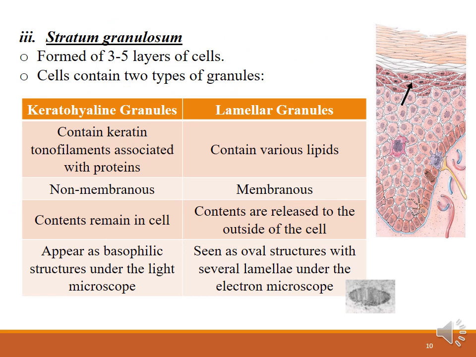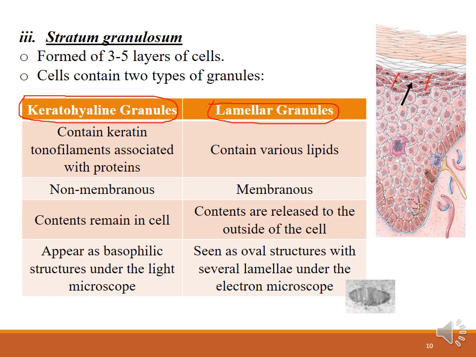Stratum granulosum, this layer here, is formed of a few layers, maybe 3 to 5 layers of cells, and from the name granulosum, these cells have granules, and they have two types of granules: keratohyalin granules and lamellar granules. The keratohyalin granules contain keratin tonofilaments associated with proteins. So here we have the addition of some new proteins to the structure of the tonofilaments. These granules are non-membranous. They are not surrounded by membrane.